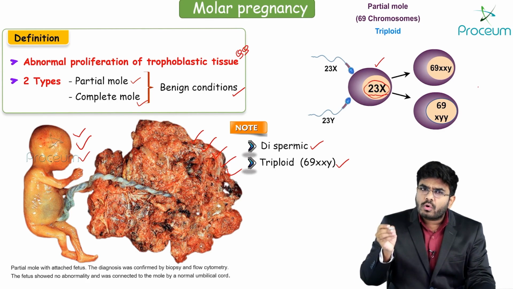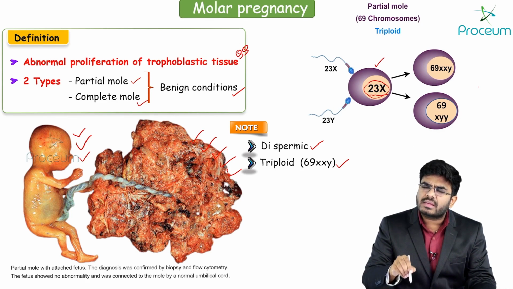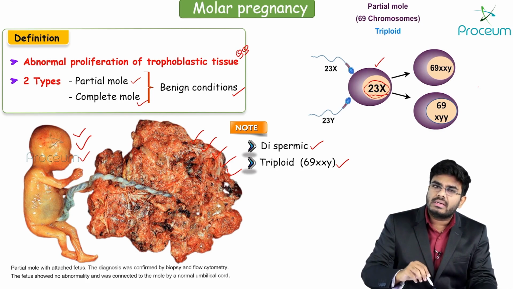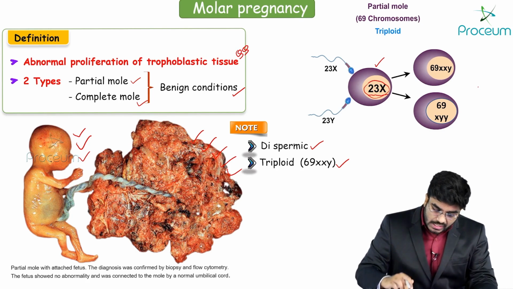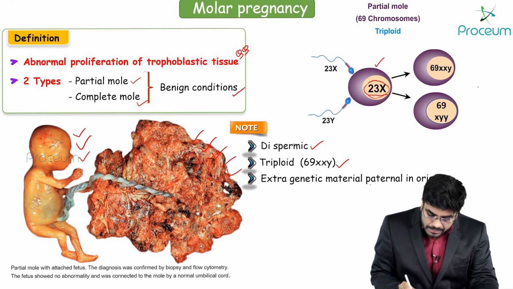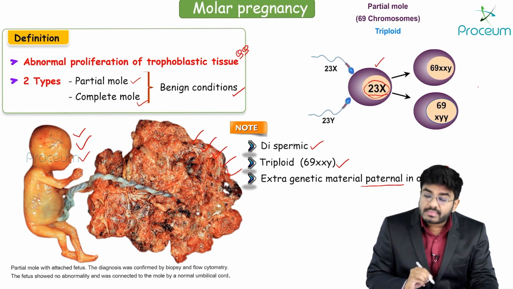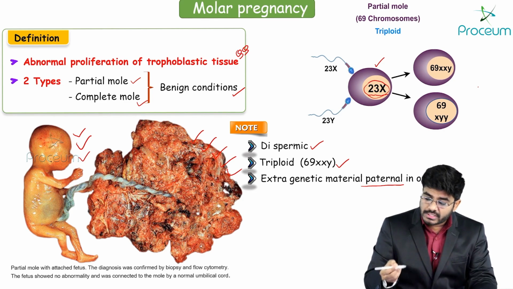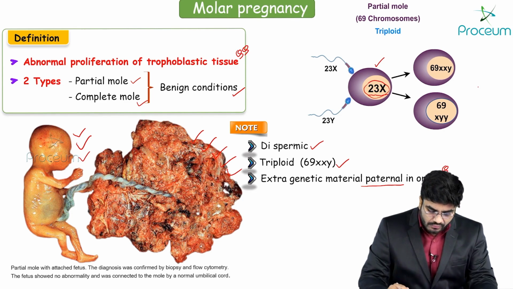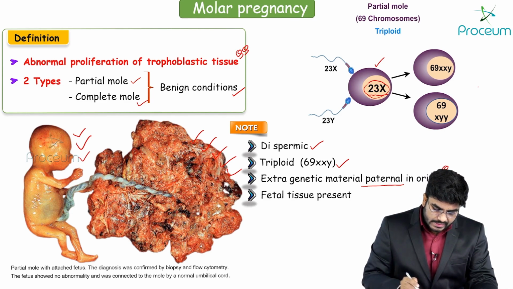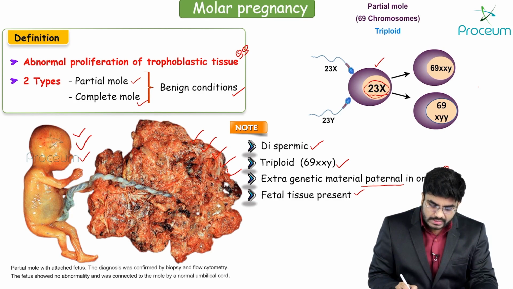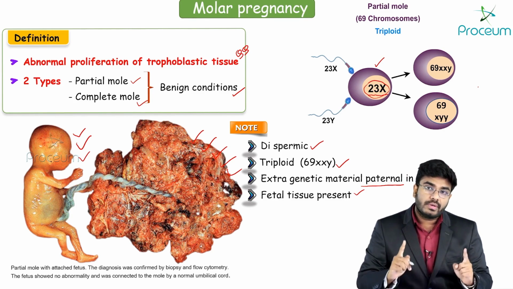And that extra chromosomal material, where is it coming from? It's coming from the father. So the extra genetic material is paternal in origin, MCQ. Why? Because two sperms are fertilizing the single ovum, and at the end, fetal tissues are usually present with the partial mole, MCQ.